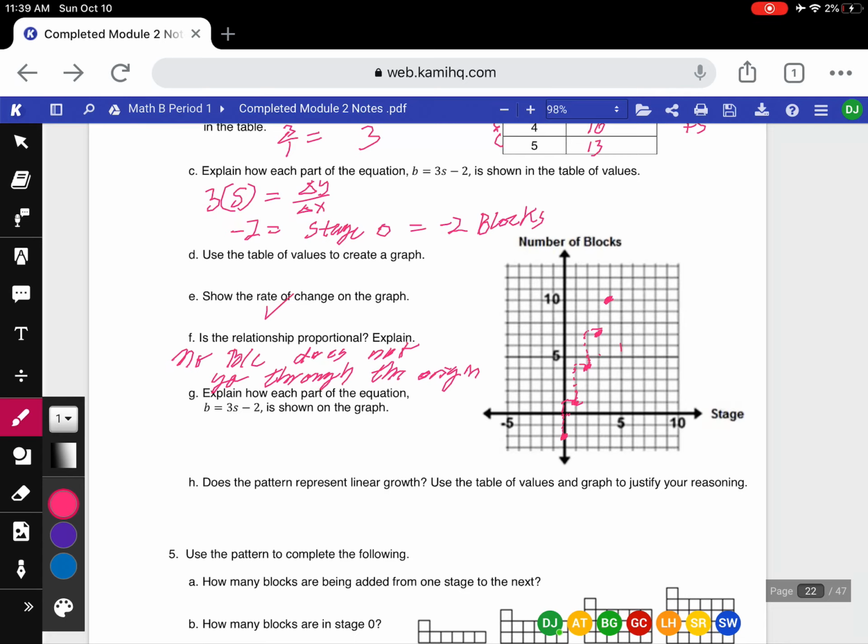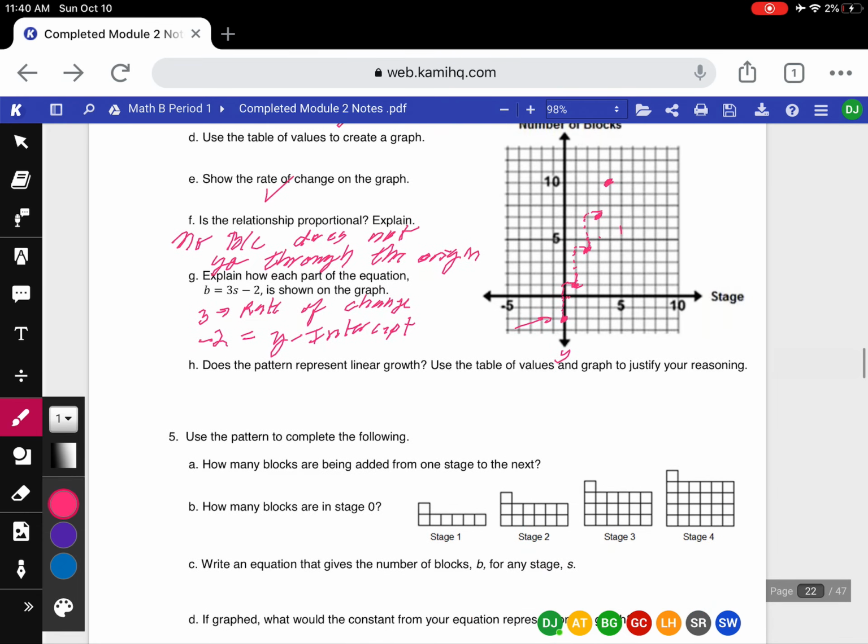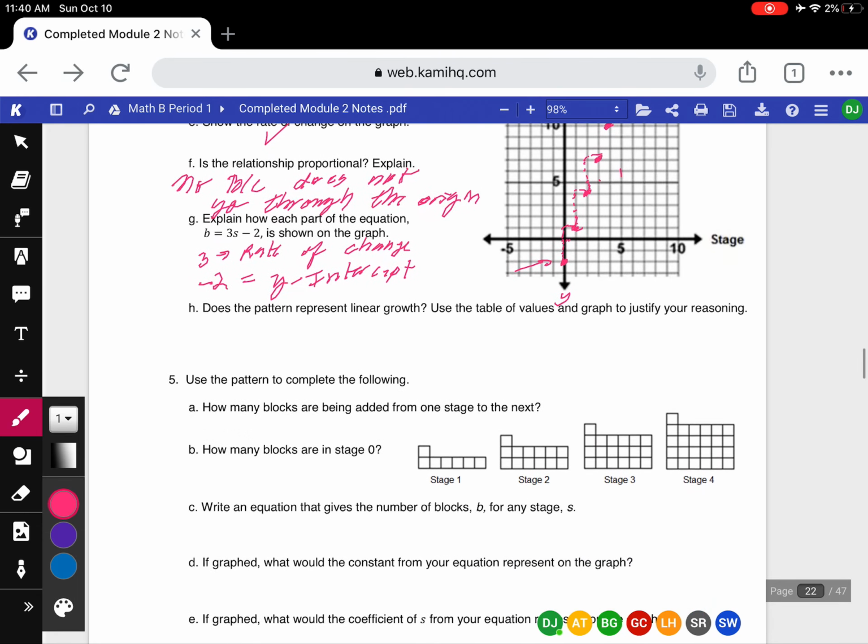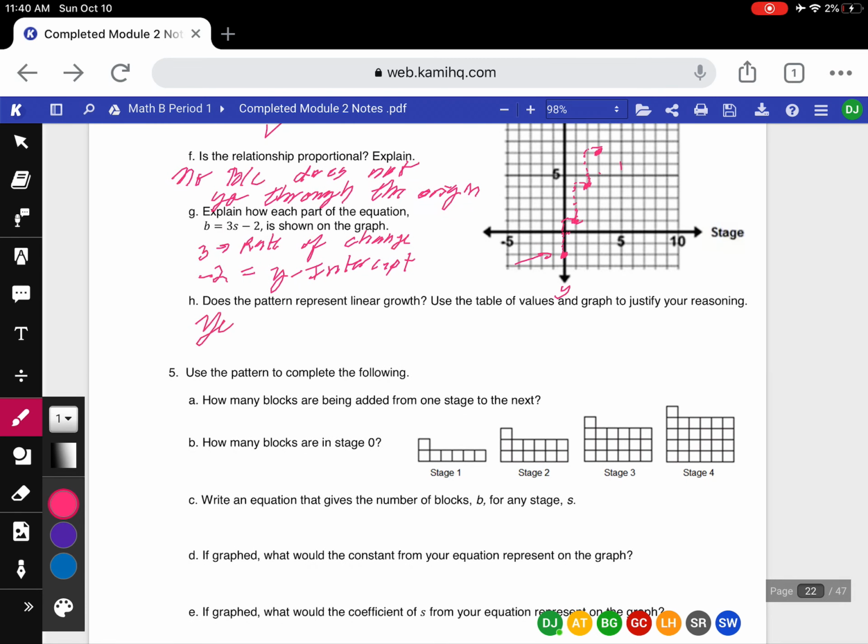Now it says, explain how each part of the equation 3s minus 2 is shown on the graph. Okay, well, the 3 is the rate of change. And the -2 is the y-intercept. That's this value right here. It's where the point crosses the y-axis. And we would say, does the pattern show linear growth? And we would say yes, because it makes a straight line.